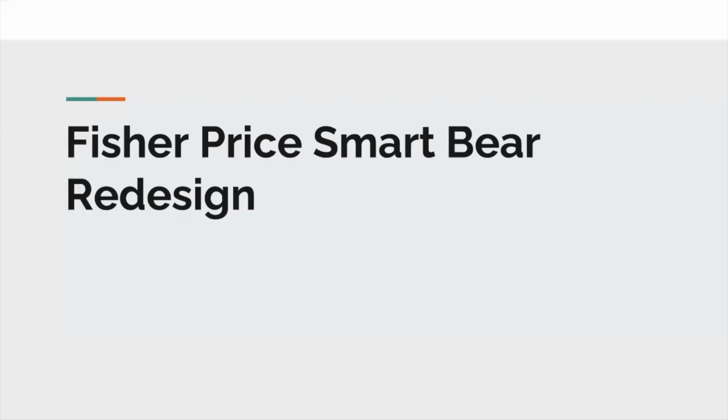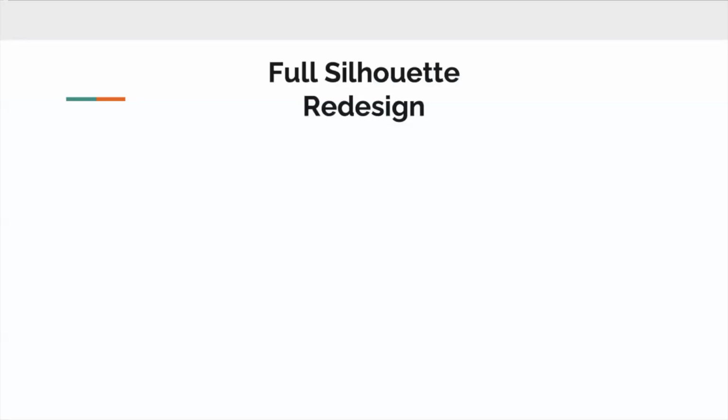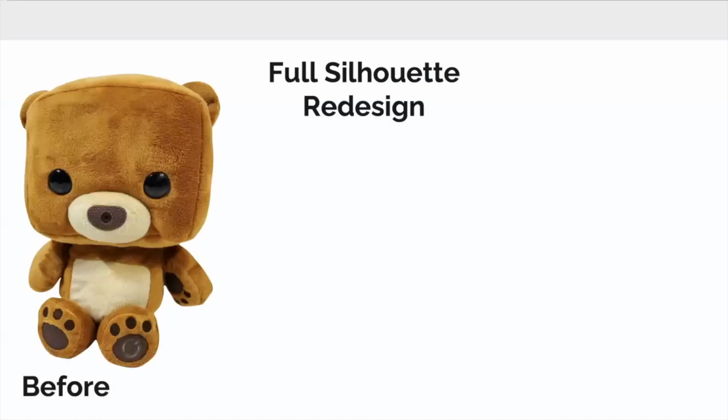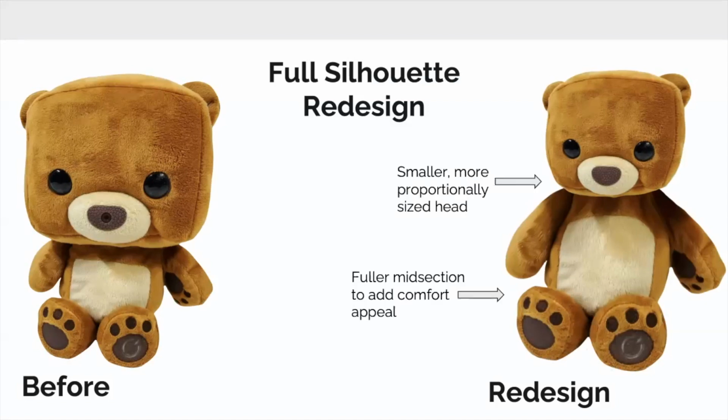Hey, now it's Rumer, and I will be talking about our Fisher-Price Smart Bear redesign. So here's our information. For our full silhouette redesign, this is how the bear started. It comes with a square head and a smaller body with a camera in the nose and the power button on the foot. To change this bear, we decided that we wanted to make it a little bit more friendly towards children. So we decided to create a larger body as well as a more circular head.